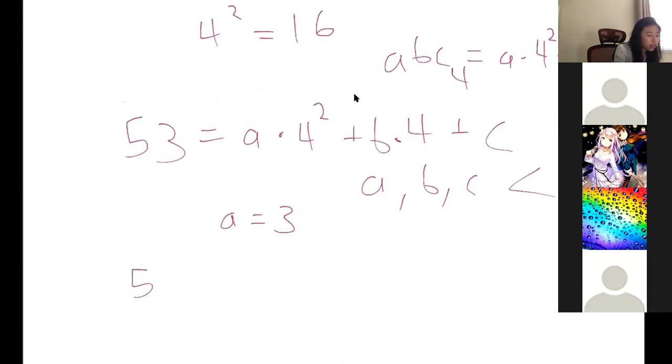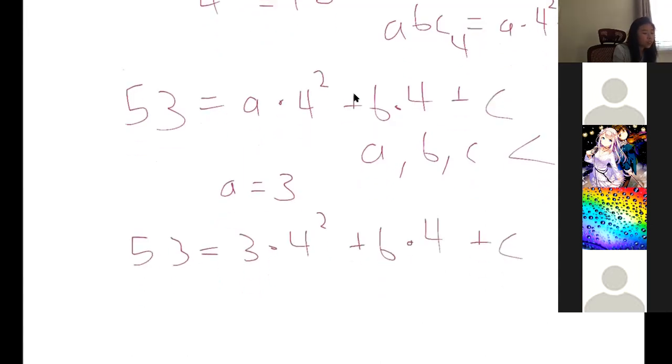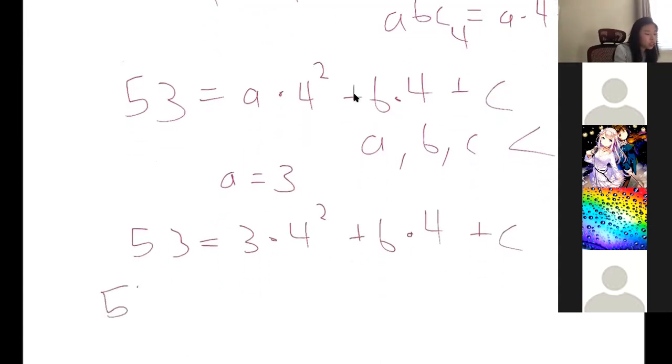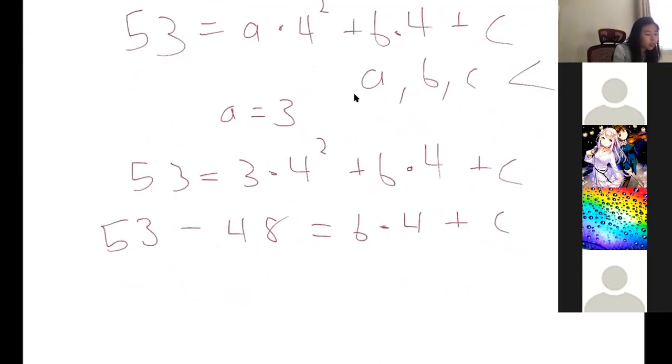Now we know 53 is 3 times 4 squared plus B times 4 plus C. 3 times 4 squared is 48. So 5 is going to equal B times 4 plus C. What are the values of B and C?